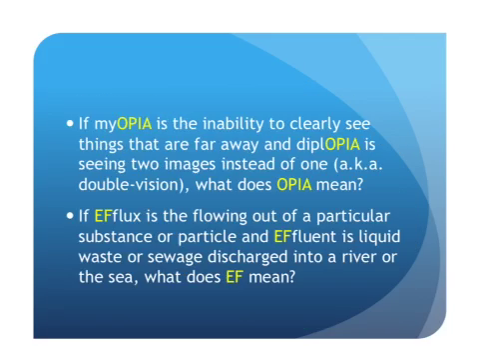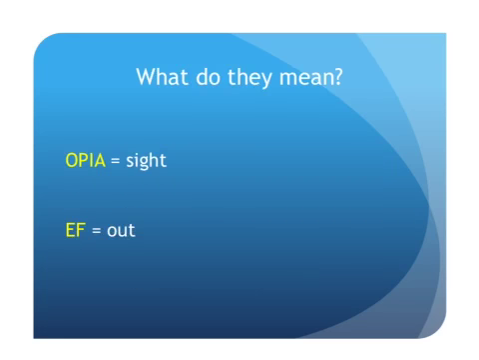If myopia is the inability to clearly see things that are far away, and diplopia is seeing 2 images instead of 1, otherwise known as double vision, what does opia mean? If a flux is the flowing out of a particular substance or particle, and effluent is liquid waste or sewage discharged into a river or the sea, what does F mean? Well, opia means sight, F means out.